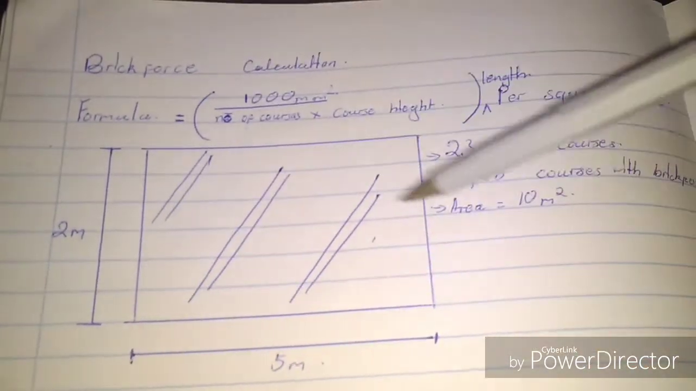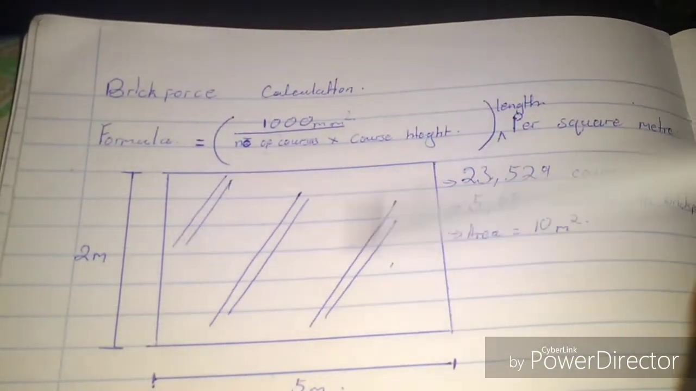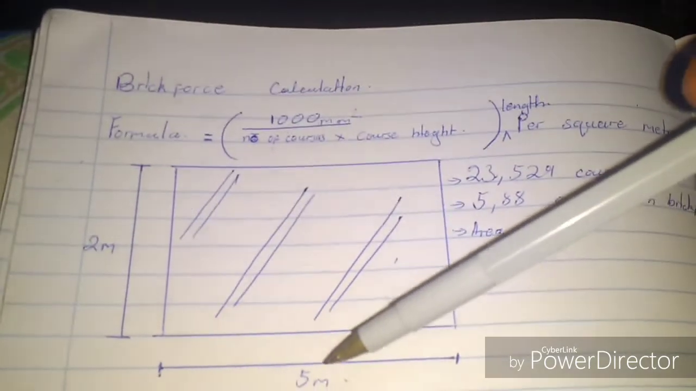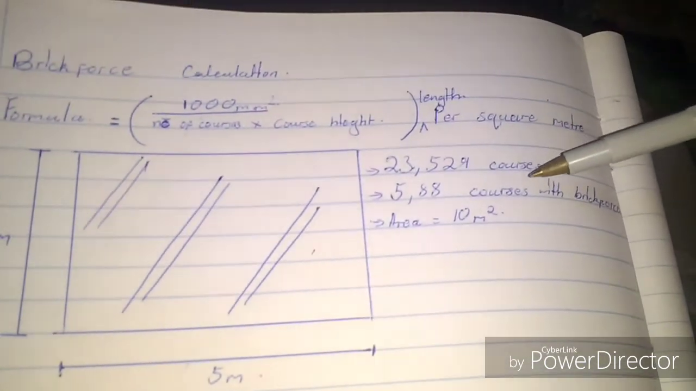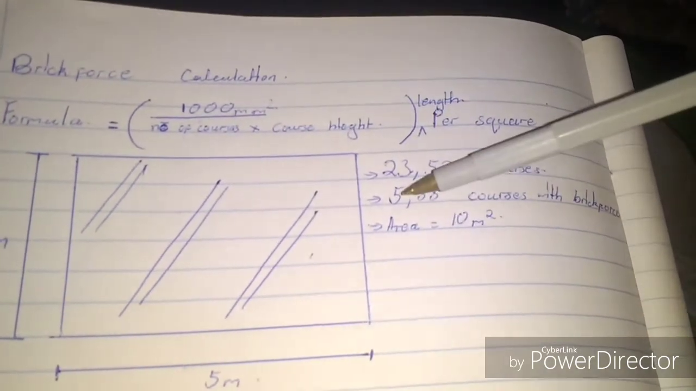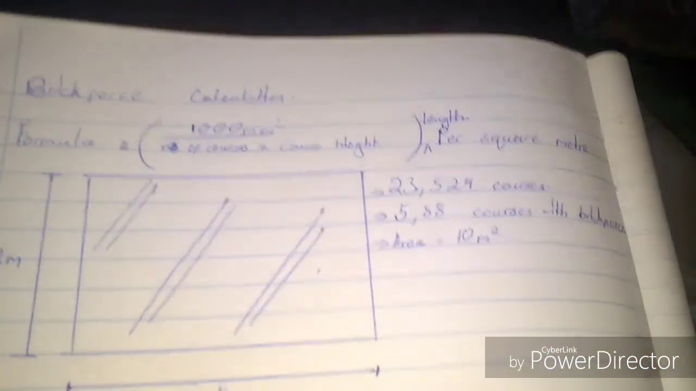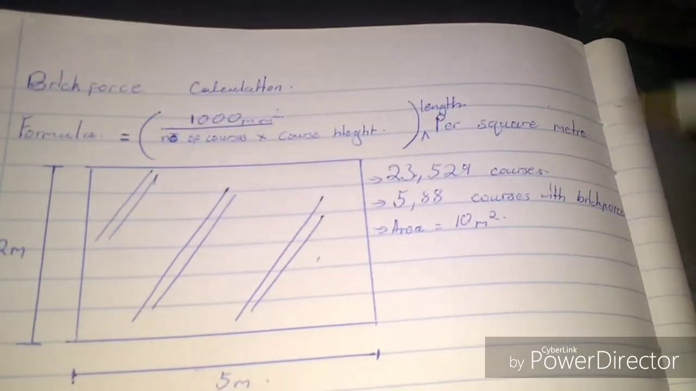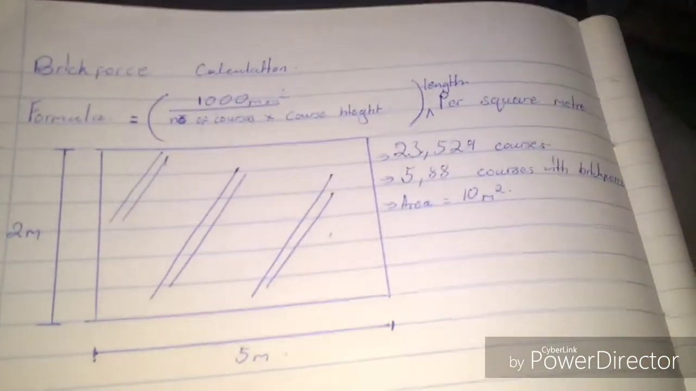So I just did this simple illustration of a wall. This is our wall, so that we can prove our calculations. So yeah, the wall is 5 by 2, and then I just did these calculations here. So we have 23,529 courses going up, and then we have 5,88 courses with brick force, the courses that we put brick force after them. So of the lines of brick force, we have got 5,88, and then the area of the wall is actually 10 square meters.